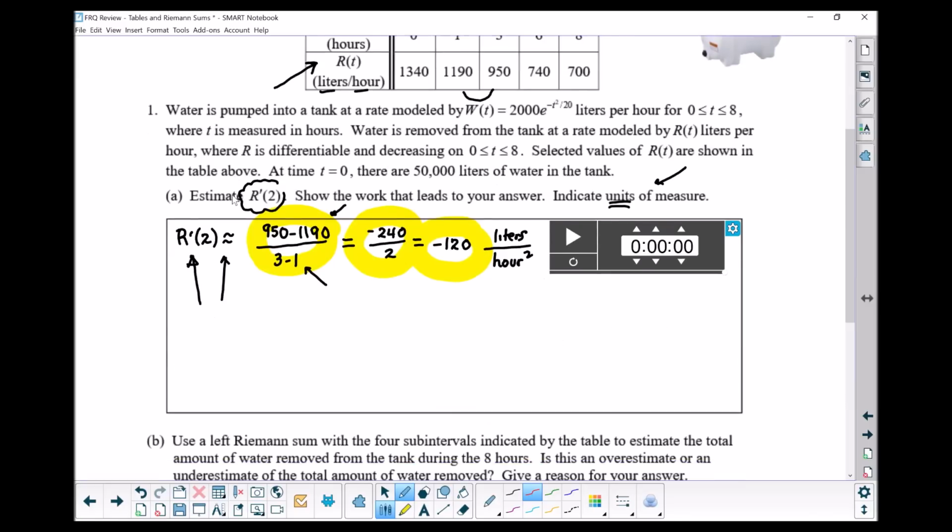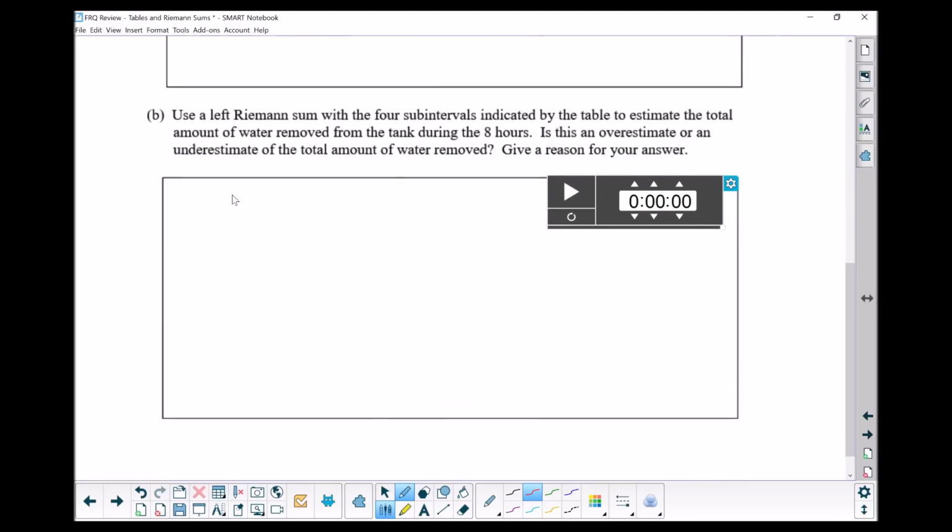All right, let's move on to part B. This is kind of the crux of tonight's lesson. You know, it's called tables and Riemann sums. Now, I don't want you all to think that means, okay, every time you see a table problem on the AP exam free response, you're going to do a Riemann sum, because that's far from the truth.